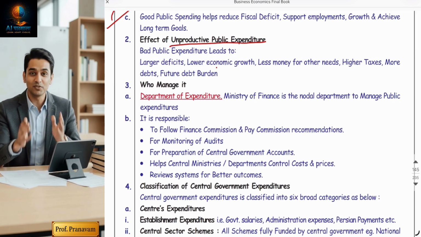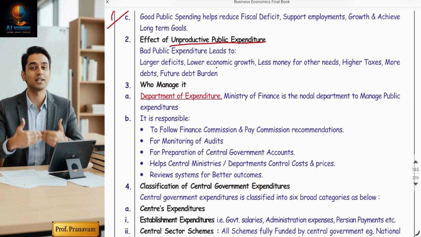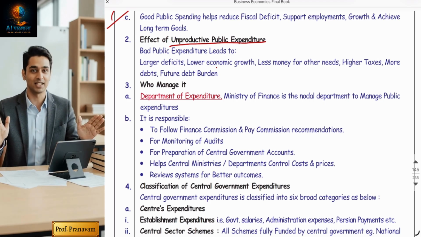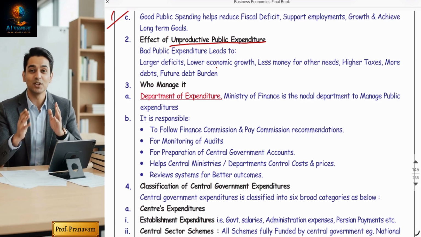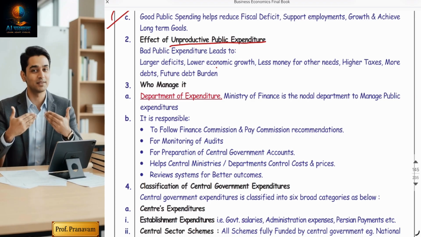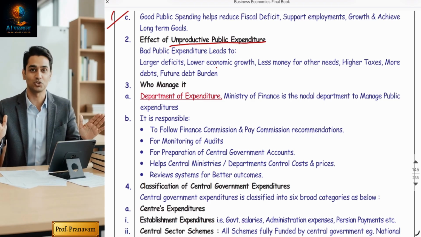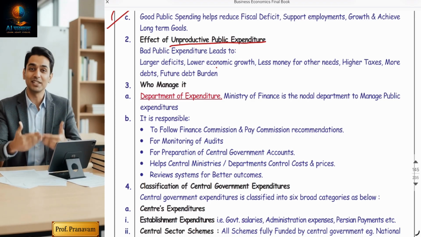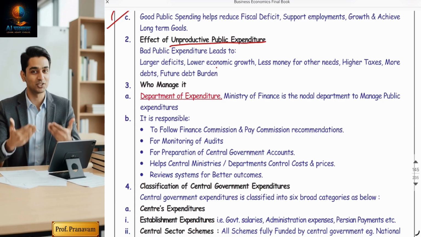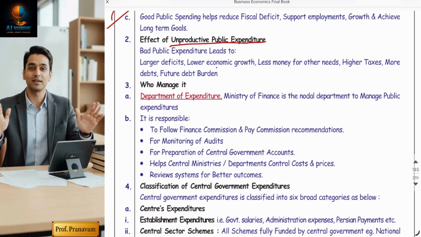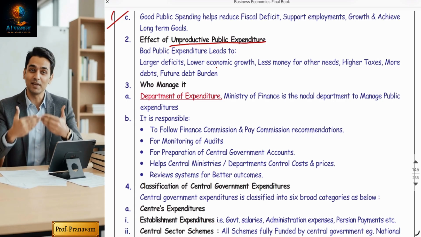What does it mean? Unproductive public expenditure refers to government spending that does not create any kind of future income, or any kind of future assets, or does not contribute to any kind of growth. So why is this a problem? Because such spending does not generate returns, and it does not support long-term growth. So it's a waste of money, right?